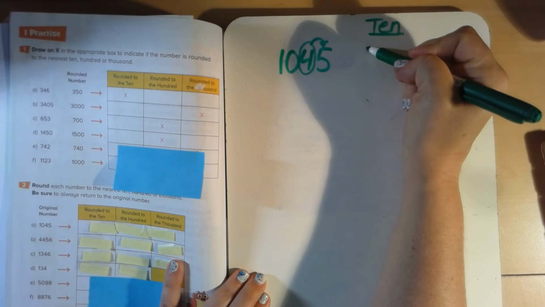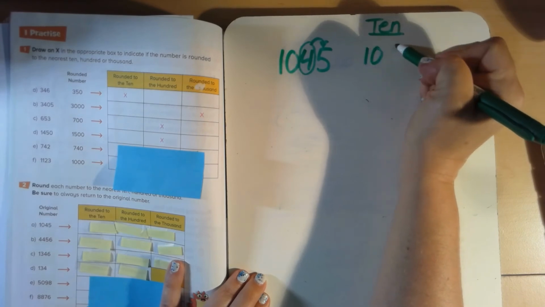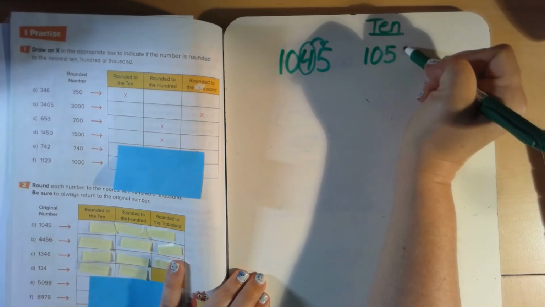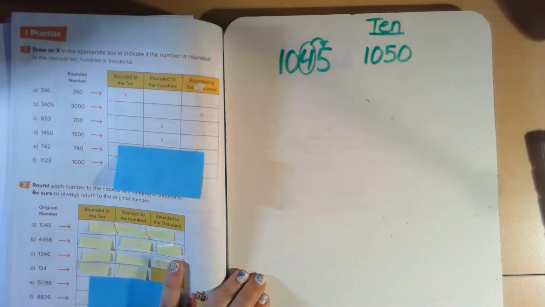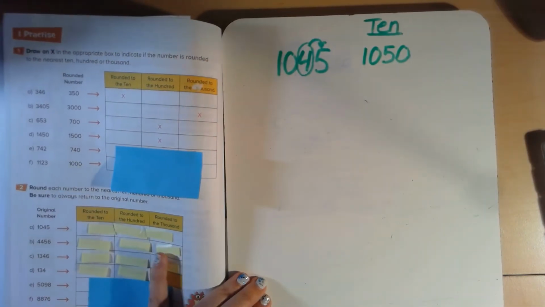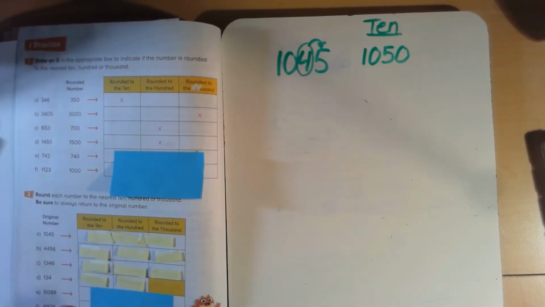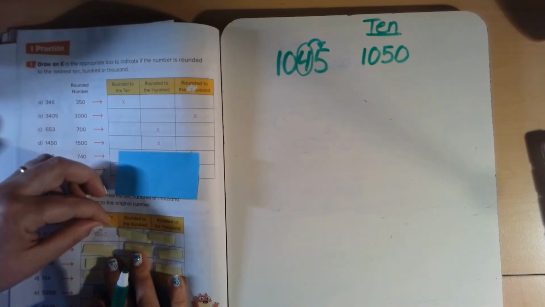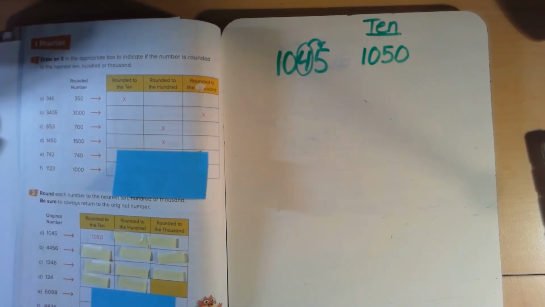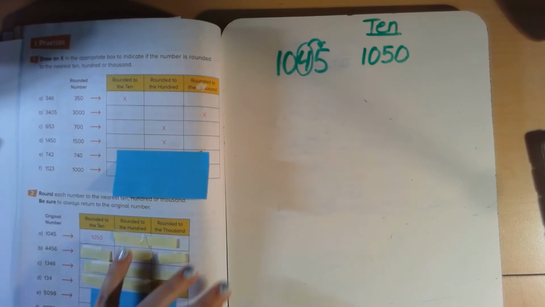So I will write 1, 0. The 4 goes up to a 5. And I fill in my units column with a 0. Let's see if we got that right. Yes, 1,050. Okay, let's round to the nearest hundreds column.